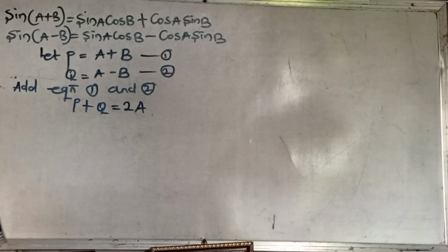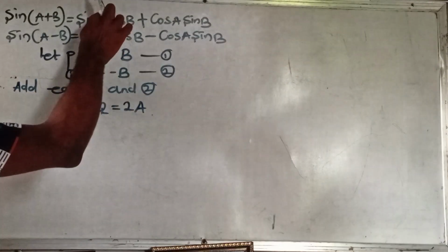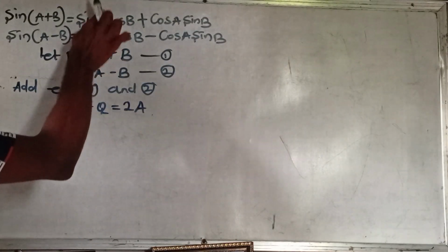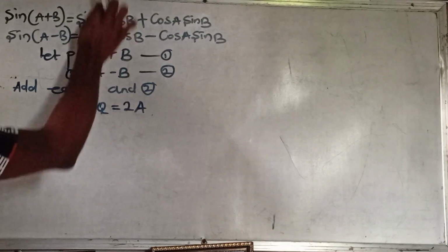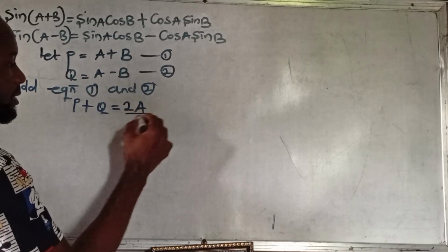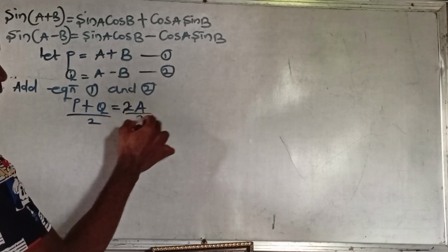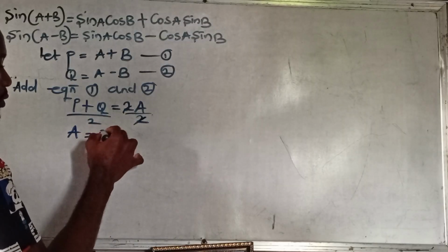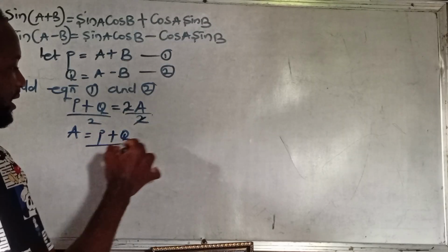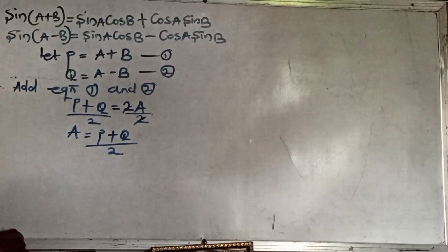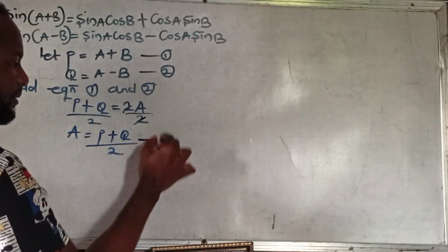So now I will make A the subject of the formula because I'm going to replace A with this formula. So I will divide both sides by 2. This cancels. Then A is equal to P plus Q divided by 2. You can call that my equation 3.